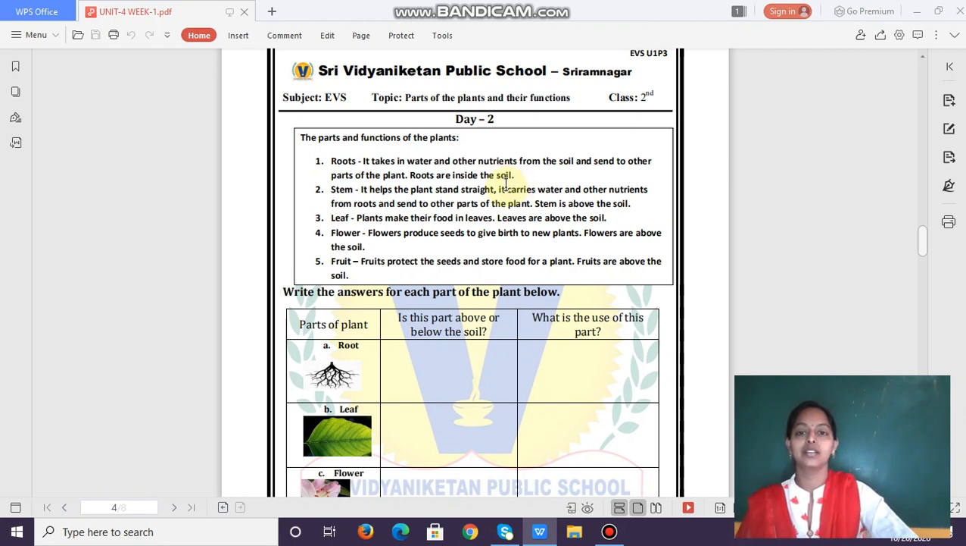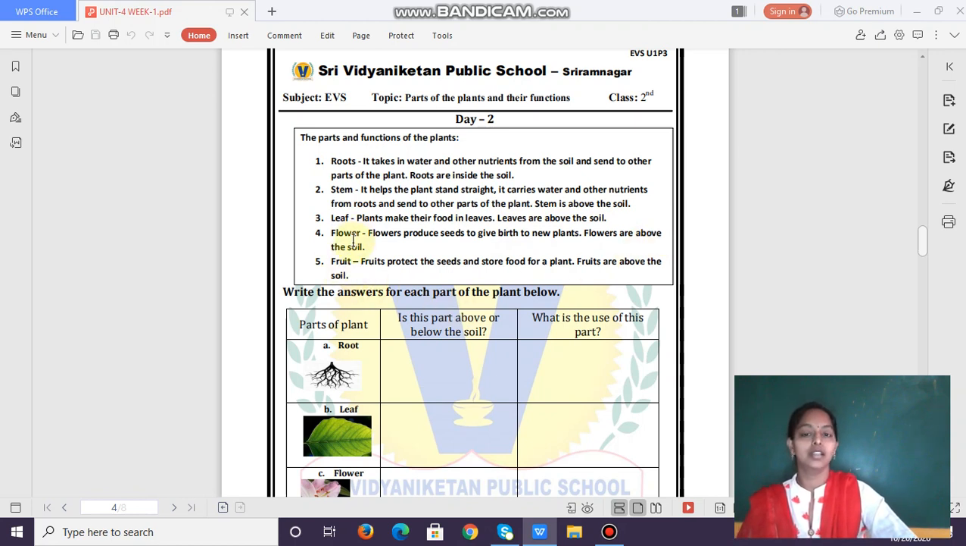Understood? Now the next part of the plant is stem. It helps the plant stand straight. It carries water and other nutrients from the roots and sends them to other parts of the plant. Stem is above the soil. Now the third part is leaf. Plants make their food in leaves. Leaves are above the soil.